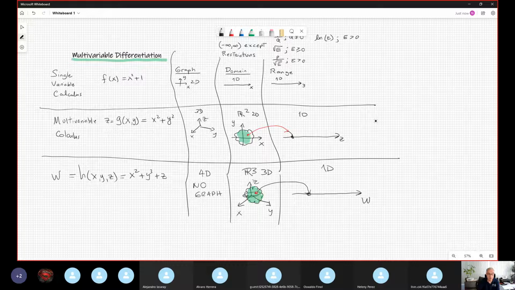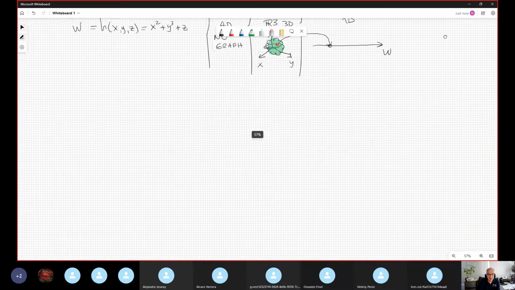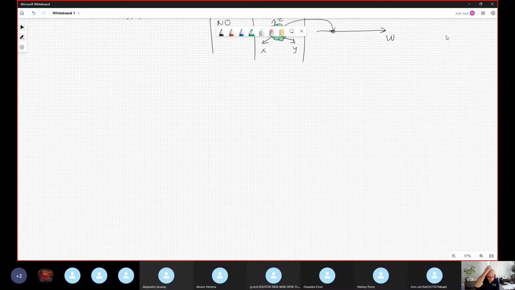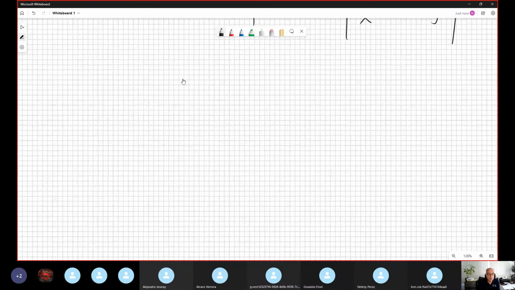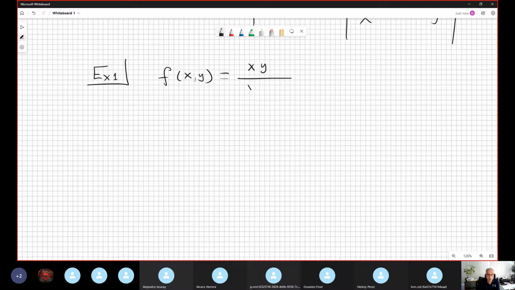Let's see an example to practice this idea. It's very, very easy, no big deal. I give you, for example, one function and you determine domain and range. Suppose example 1: the function is f of x, y equal x times y divided by x minus y.